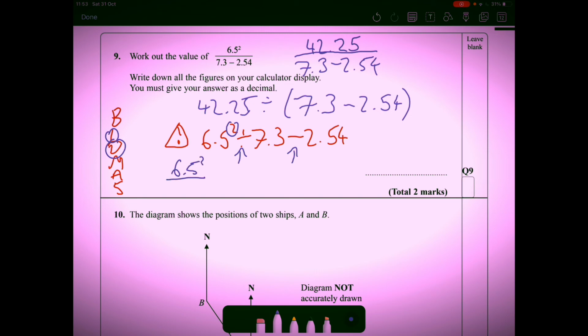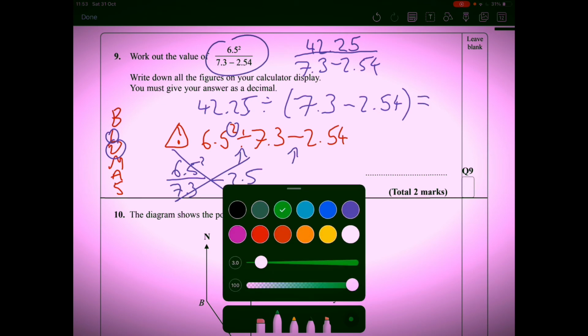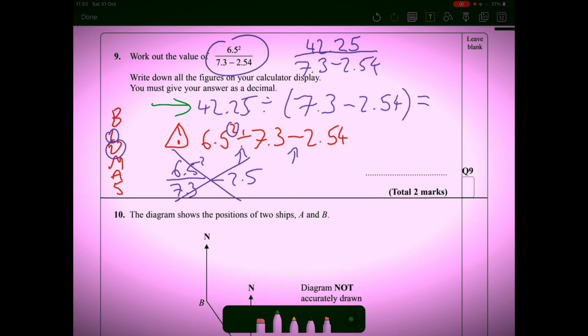6.5 squared divided by 7.3 and then subtract 2.54. But that is not what this is here. So what you've got to do is make sure you do this one here. You find your 6.5 squared and then divide it by all of this together. That means you're doing this bit underneath here.